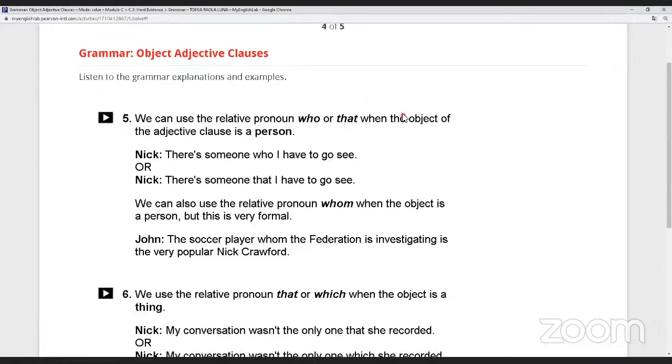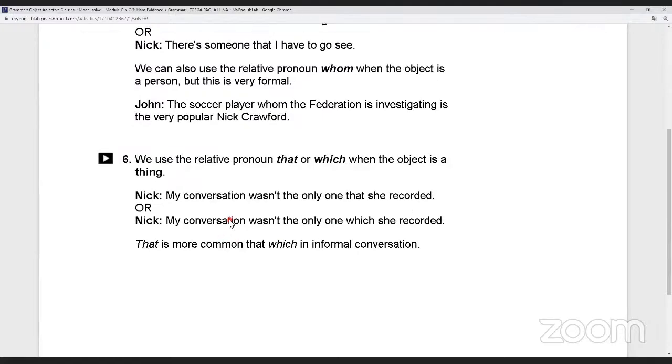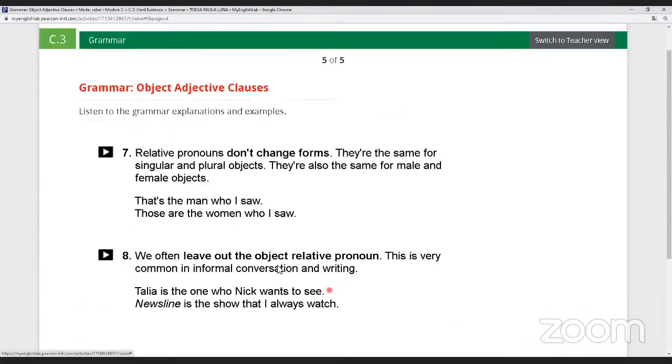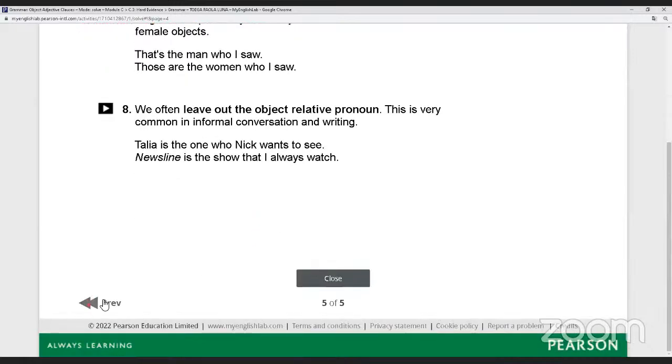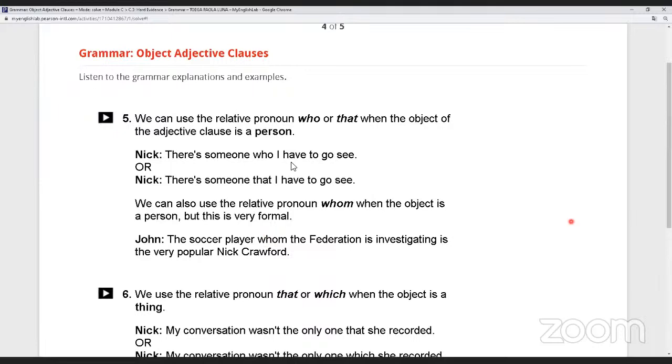Okay. So now we're going to learn a little bit about the relative pronoun. Well, we're going to listen to this. Well, this is not the last part. Okay, we're going to listen to the first audio of this page.